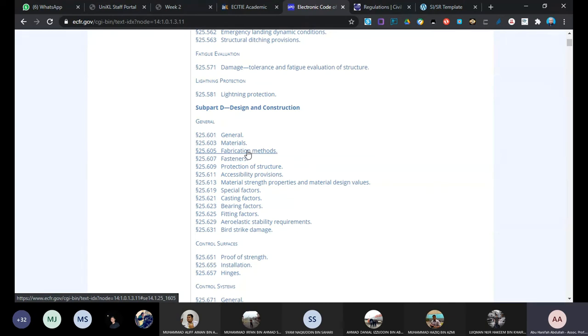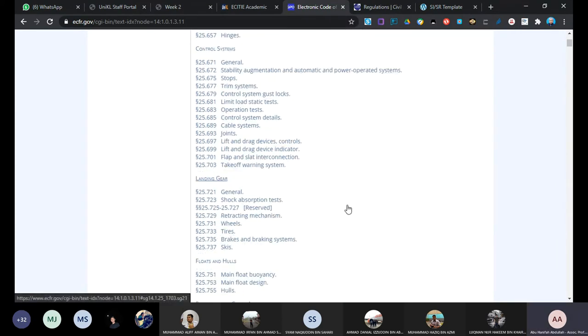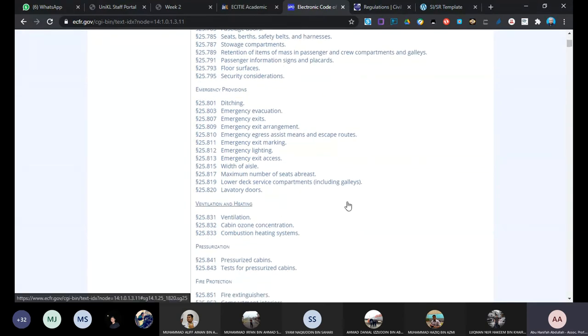Fabrication method. How you cut, how you grind. Fastener, what kind of fastener you install? Protection of structure, which requires you to do prime painting, apply alodine in your repair. Inspection provision, your repair should not cover any provision for inspection currently on the aircraft. Material strength, special factor, casting, bearing, everything is here. Control surfaces, you're not covering that. So this is what I'm just trying to show you briefly.